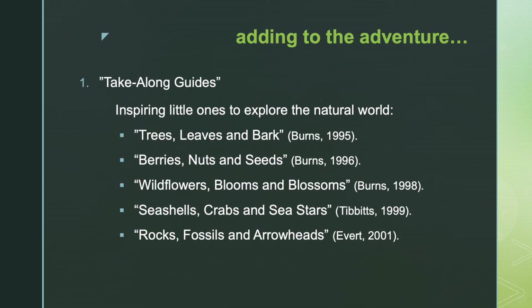Now, some tips to add to the adventure for our kids. We've got some take-along guides. There are, I think, 8 or 10 books in this entire series, and they were put out over a period of time in the late 1900s, but I chose these 5 because they apply to what we're working on, and that's trees, leaves, and bark; berries, nuts, and seeds; wildflowers, blooms, and blossoms; seashells, crabs, and sea stars; rocks, fossils, and arrowheads. And they are colorful.